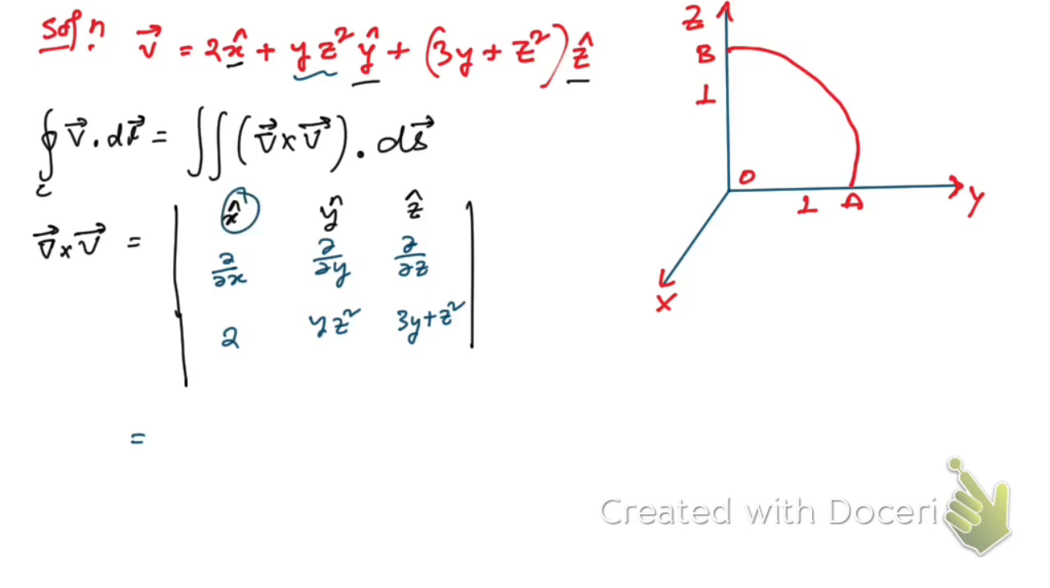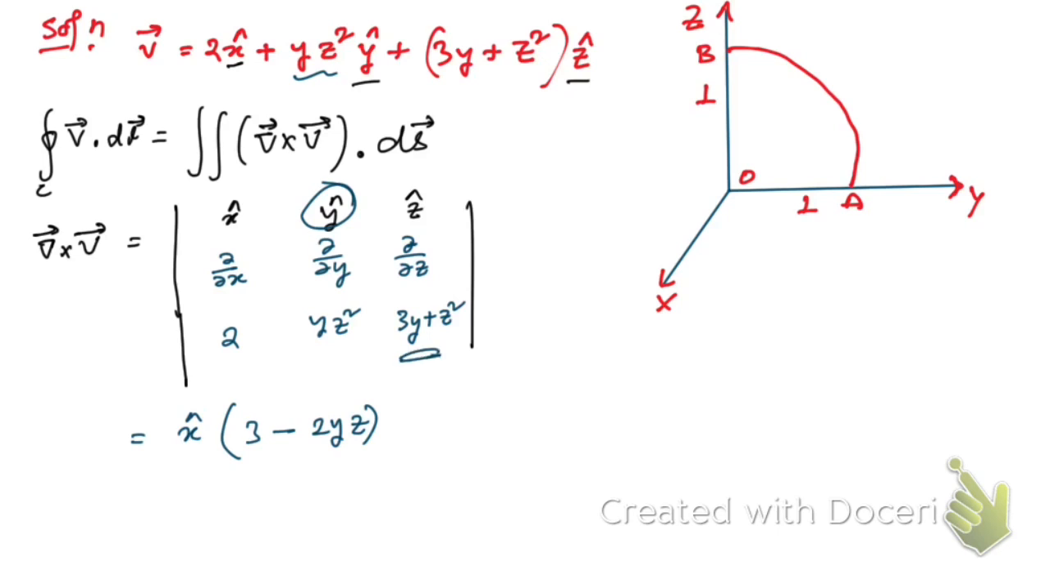That's it, right? So now how to find the curl here? For x cap, we're gonna operate on these two. If you differentiate this partially with respect to y, then you're gonna get 3, then minus. If you differentiate this partially with respect to z, then you're gonna get 2yz, right? So now for y cap and z cap.